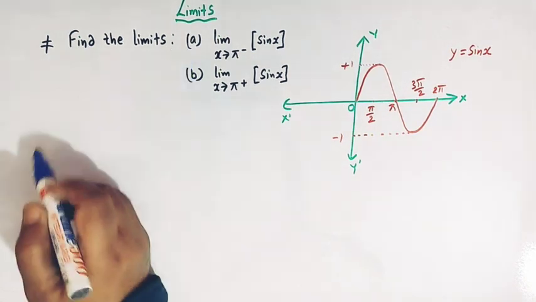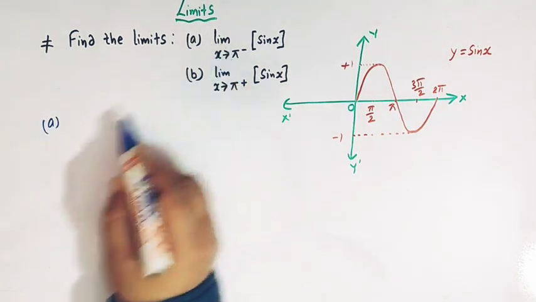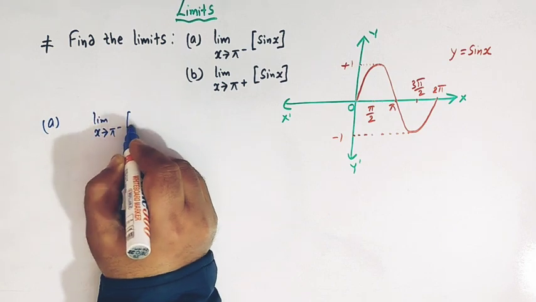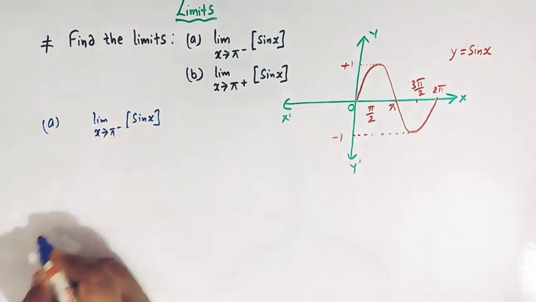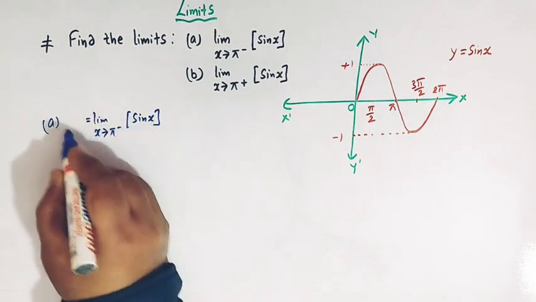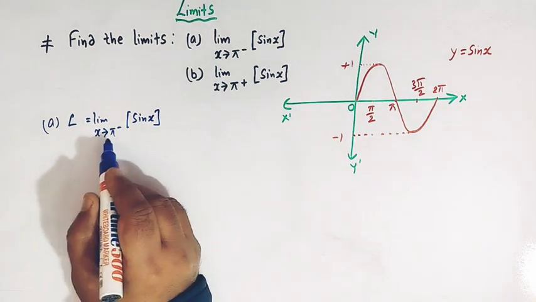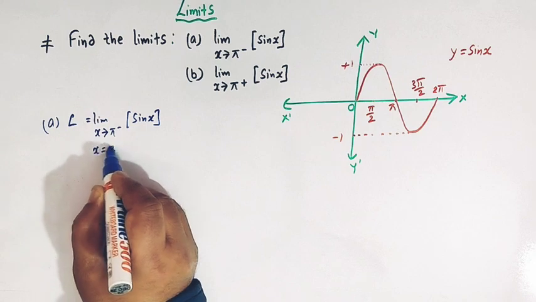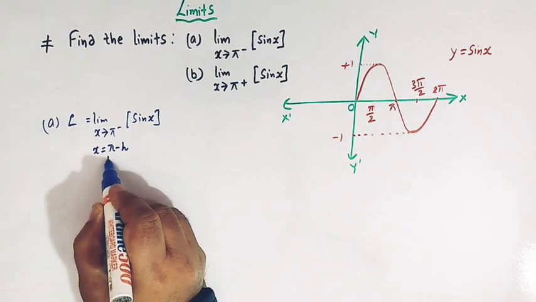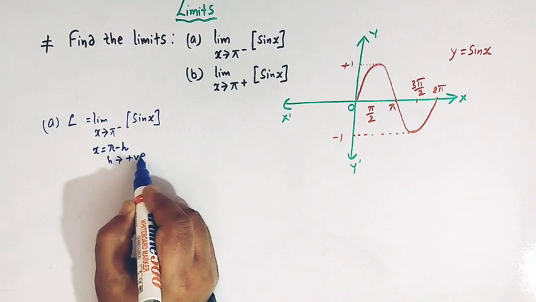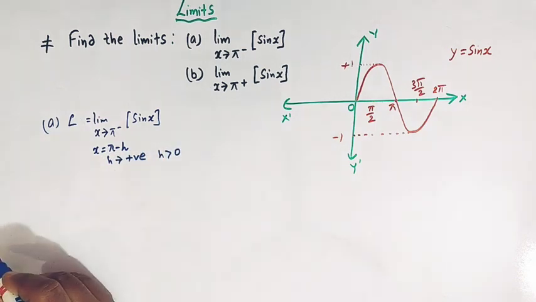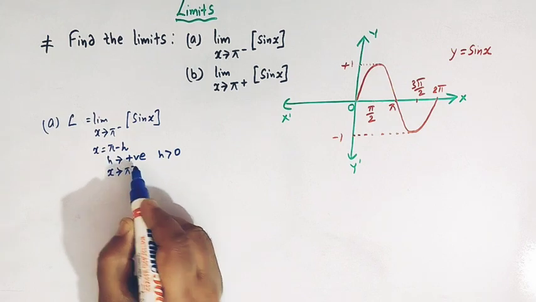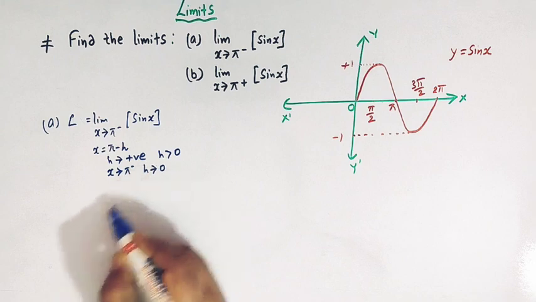Now let us first take the limit as x tends to pi minus of the greatest integer of sine x. Let us denote this limit by L. Here we'll take x equals pi minus h, where h is a positive quantity, greater than 0. So when x tends to pi minus, then h tends to 0.